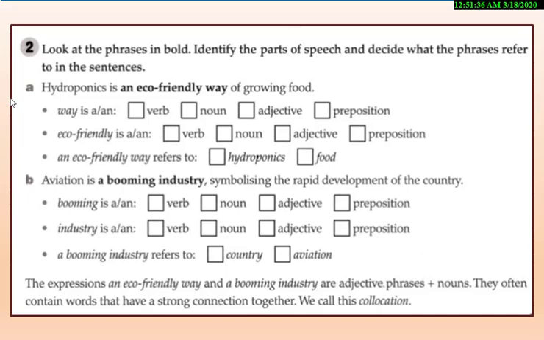B. Aviation is a booming industry, symbolizing the rapid development of the country. Booming is an: verb, noun, adjective, preposition. Industry is an: verb, noun, adjective, or preposition. A booming industry refers to country or aviation. Now please try to tick the correct answer in 3 minutes. Start, please.